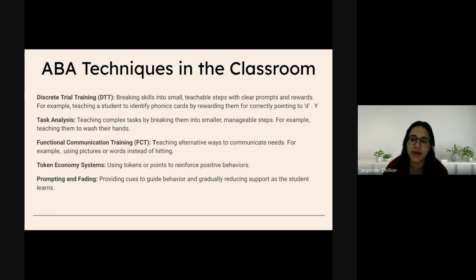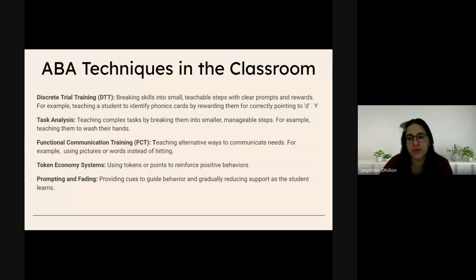Functional communication training is teaching students to communicate their needs in appropriate ways, like using a picture card instead of hitting. So for example, if a child wants something like the toy that another child is holding, rather than snatching the toy away, you could redirect them to communicate by asking, can I have this toy, or can I have my turn now?